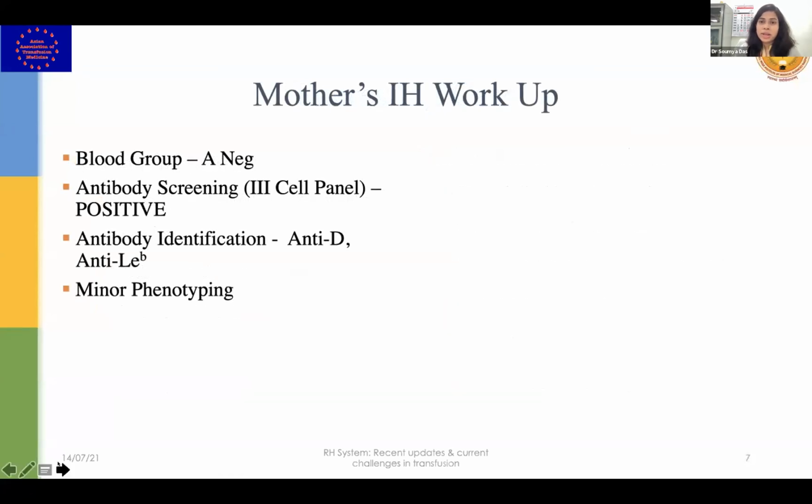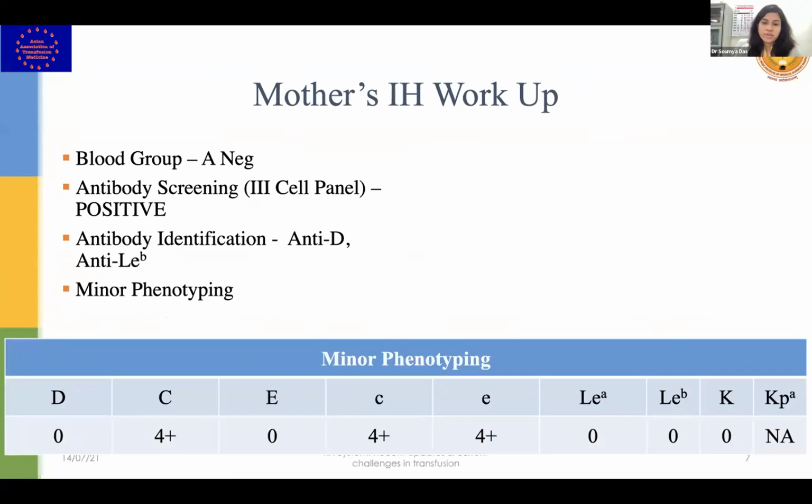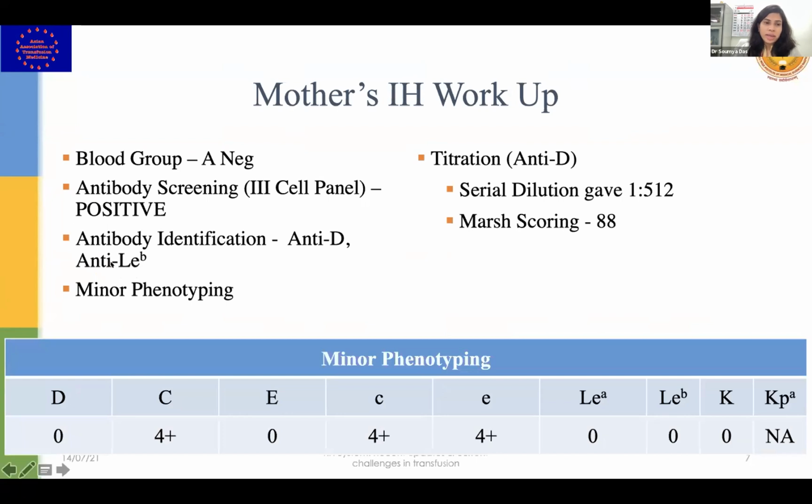So we went ahead with the mother's immunohematological workup. The mother's blood group turned out to be A RhD negative. The antibody screening was positive, and the mother had two antibodies, identified as anti-D and anti-Lewis B. This is the minor phenotyping of this mother. No further workup was done for Lewis B, as it is known to appear very often in pregnancy, a phenomenon called the Brandman phenomenon.